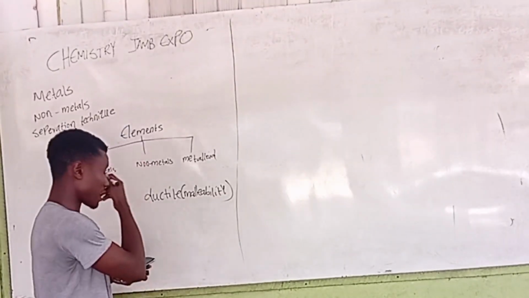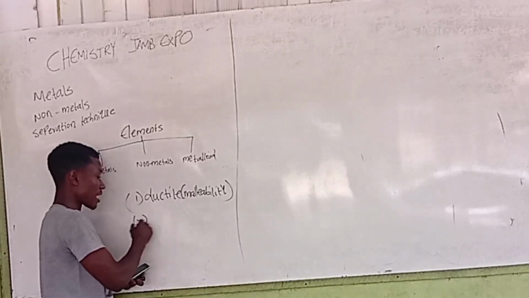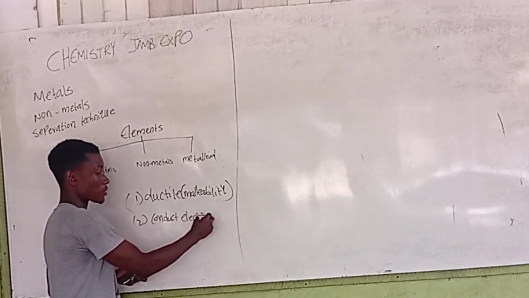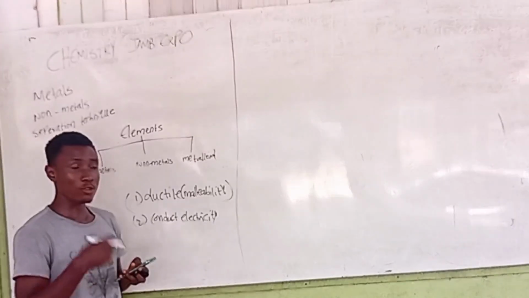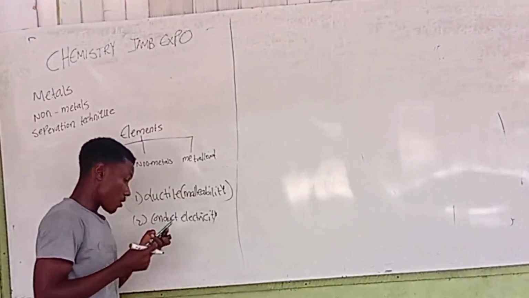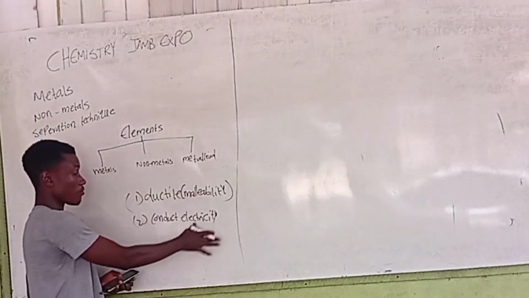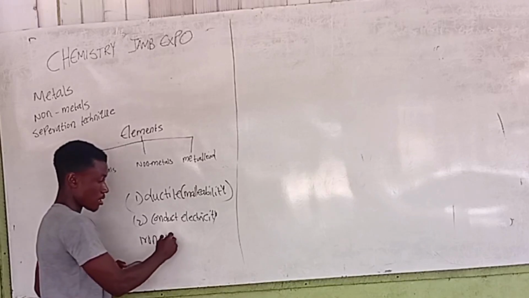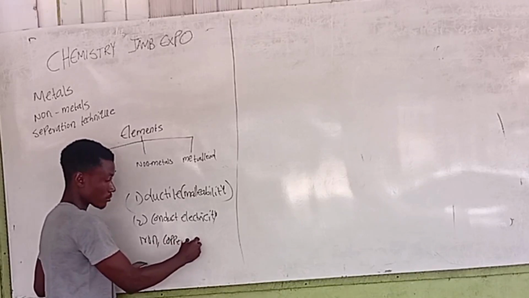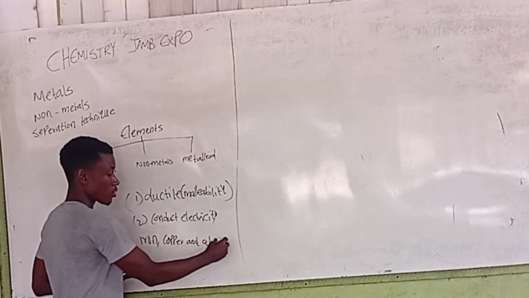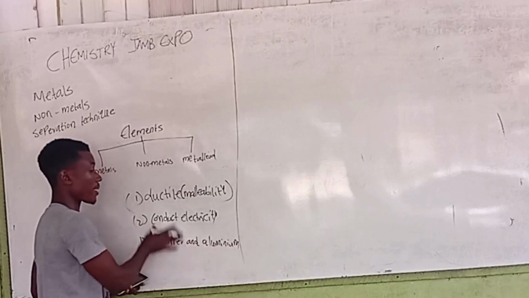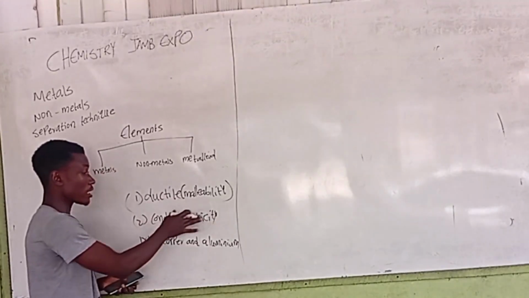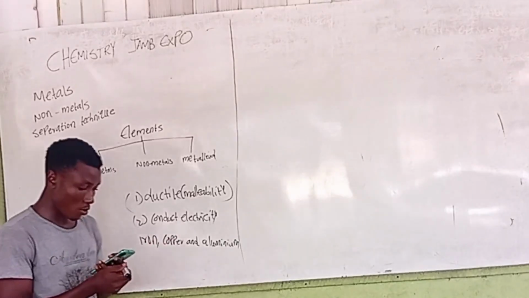One of the characteristics of metals again is that they can conduct electricity. Metals can also conduct heat as well. Examples of the metals which we talked about are iron, copper, and aluminium. So these are examples of metals and their characteristics. They can be shaped, which is known as ductility. They can conduct electricity and they can also conduct heat.